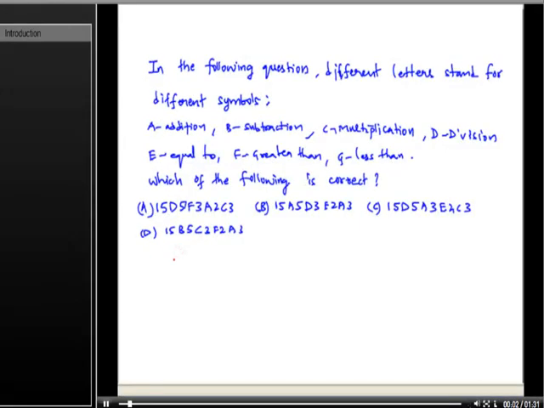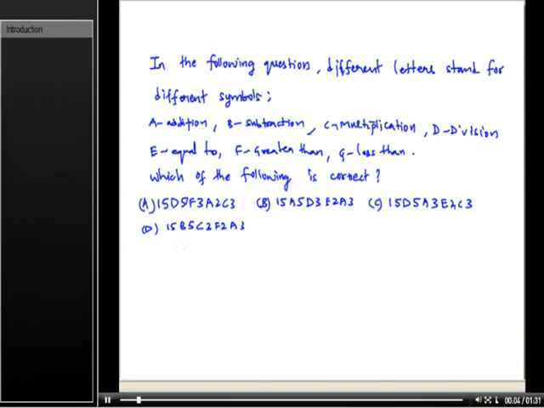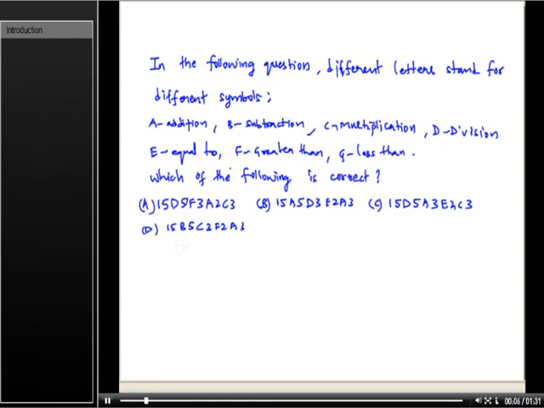In this question, different letters have been given with their meaning. A means addition, B means subtraction, C means multiplication, D denotes a division, E means is equal to, F means greater than, and G means less than. Then we need to find which of the following statements is true out of these 4 choices. Let us begin with the solution.